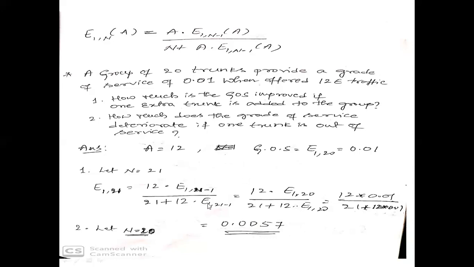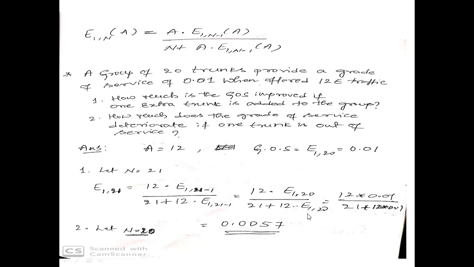The E(1,21) is nothing but 12 times the grade of service of 20 trunks. This product is divided by 21, because 21 is n from the equation; capital N has to be put in the denominator, the first term of the denominator, which is 21 in this case, plus the same product 12 times E(n,20).